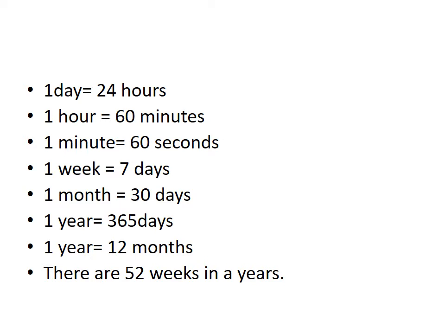1 week is equal to 7 days. 1 month is equal to 30 days. 1 year is equal to 365 days. 1 year is equal to 12 months. There are 52 weeks in a year.